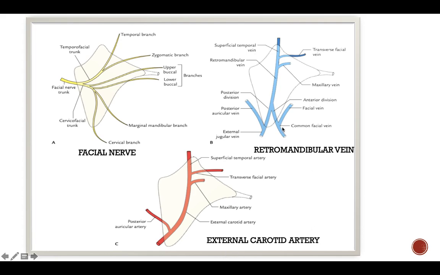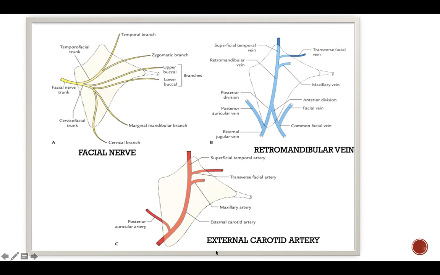The retromandibular vein is formed by two veins, that is, the posterior division of the external jugular vein and the anterior division of the common facial vein. These two form the retromandibular vein, which has three tributaries: the superficial temporal vein, which supplies the temporal region, the transverse facial vein and the maxillary vein.